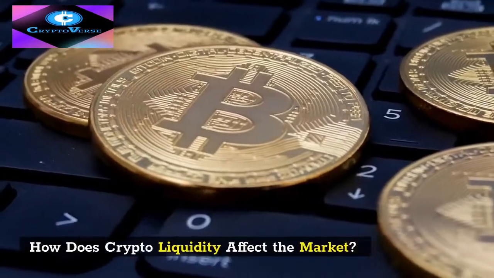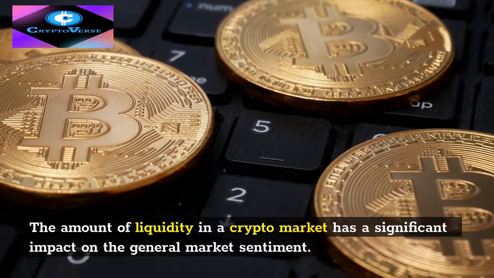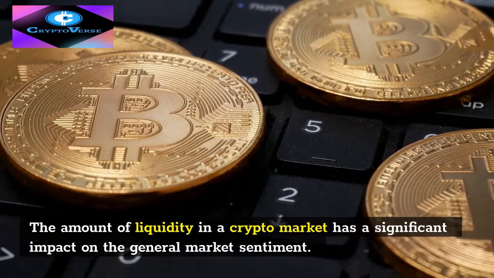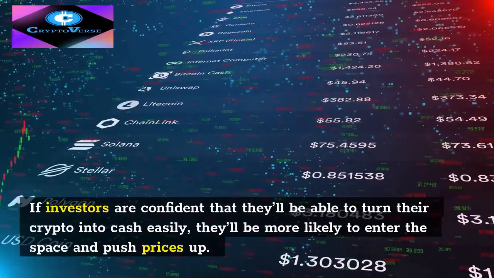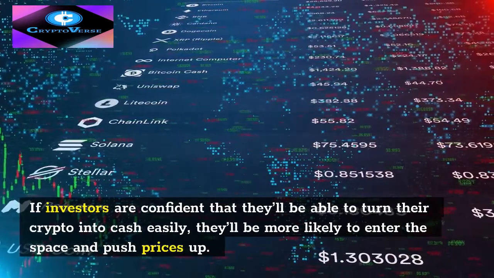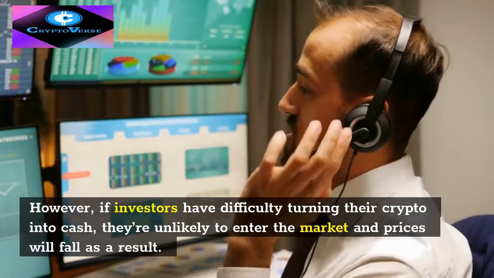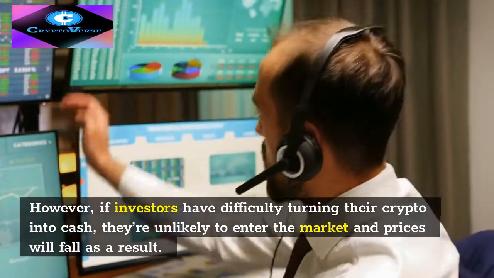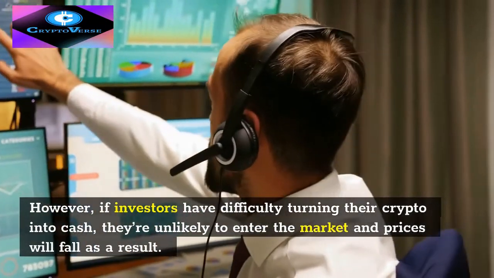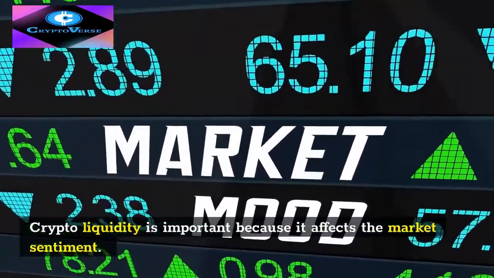How does crypto liquidity affect the market? The amount of liquidity in a crypto market has a significant impact on the general market sentiment. If investors are confident that they'll be able to turn their crypto into cash easily, they'll be more likely to enter the space and push prices up. However, if investors have difficulty turning their crypto into cash, they're unlikely to enter the market and prices will fall as a result. Crypto liquidity is important because it affects the market sentiment.